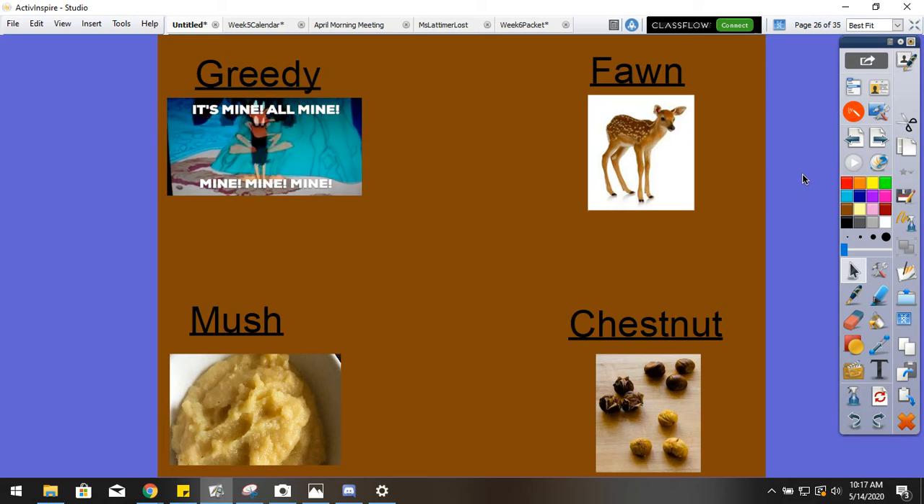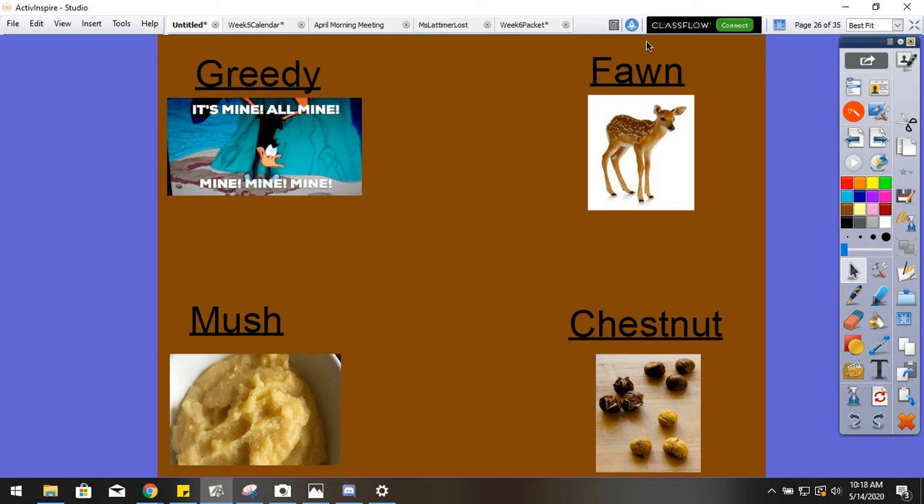There are 4 words that we need to know before we start reading, and a couple of them are in the title of our book. The first word is greedy, and we looked at this word last week when we read the story about the golden eggs and how the guy in that story was really greedy. Remember, he wanted everything to himself. If you're greedy, you want everything and you don't want to share. So that's why I have the duck here going, it's mine, mine, mine. Do you think it's a good thing to be greedy? I don't think it's a good thing to be greedy. I want friends that share with me.